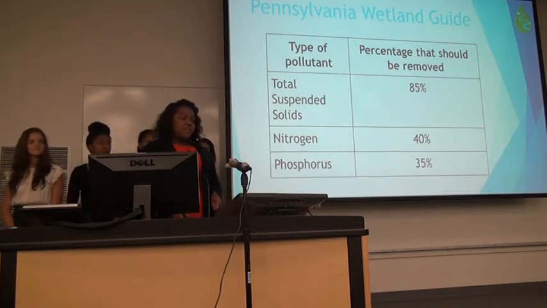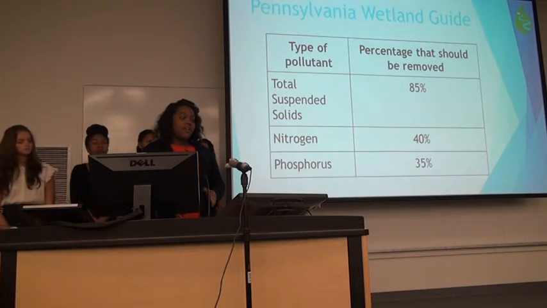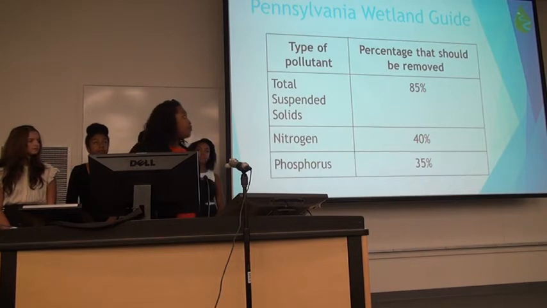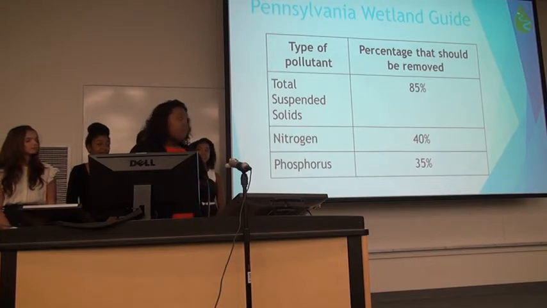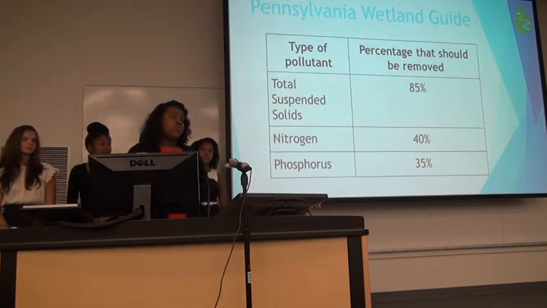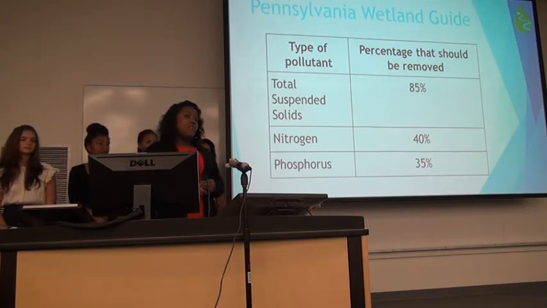The state of Pennsylvania Wetland Guide requires wetlands to remove 85% of total suspended solids, 40% of the nitrogen, and 35% of the phosphorus in the water to be considered an efficient wetland.